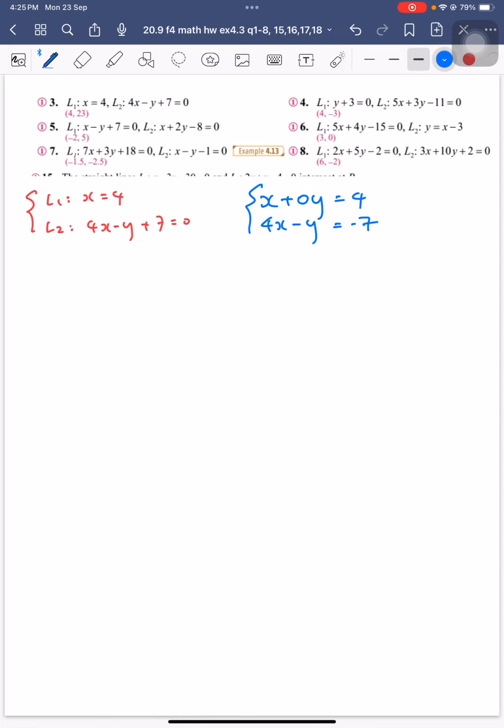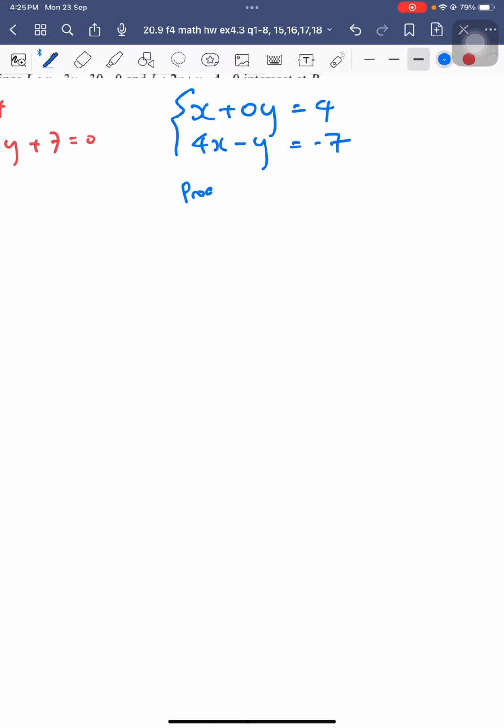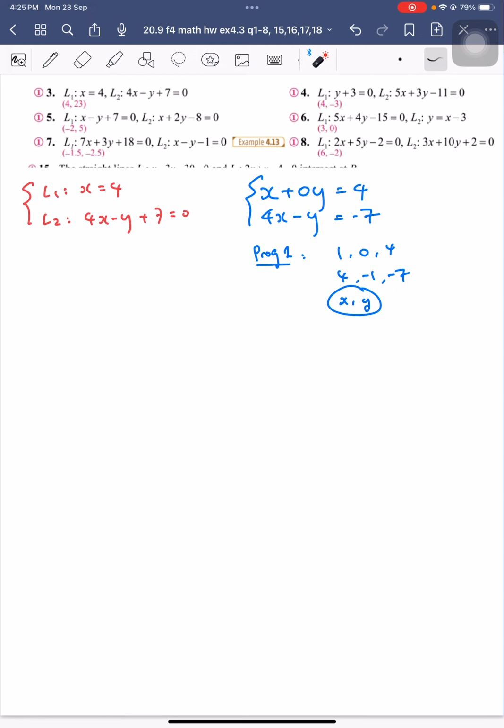Then you can use the program 1. You press 1, 0, 4, and then 4, negative 1, and negative 7. Then you can get the value of x and y. Okay, so that's using the program method, but at least you need to write this down to show me that you're using the program 1 method, or else you can just use substitution.